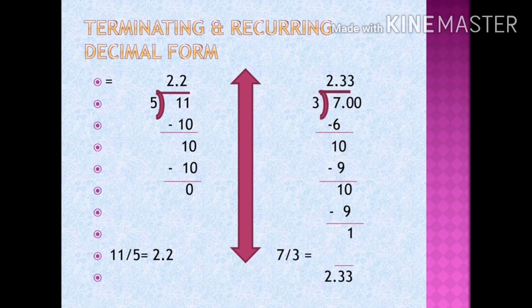So 11 upon 5 is equal to 2.2 and 7 upon 3 is equal to 2.33. But 3 is repeated again and again, so it is a recurring decimal form. And for 11 upon 5 we got 0 as the remainder, so it is a terminating decimal form.